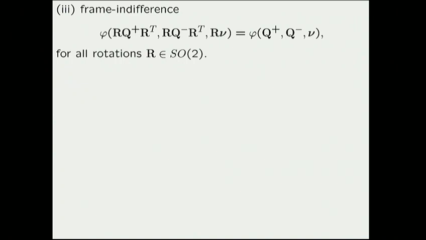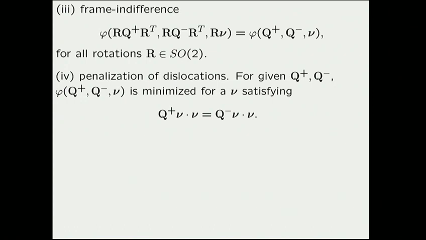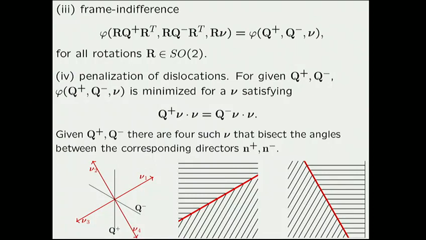Frame indifference, now it's for rotations in R2. And now, more interesting, penalization of dislocations. So we're going to suppose that for a given Q plus and Q minus, this is minimized for a nu satisfying this condition. Given Q plus and Q minus, there are four such nu that bisect the angles between the corresponding directors: Q plus is associated with a director n plus and Q minus with a director n minus. Now, if you have two lots of layers, say horizontal here and in this direction here, in general they won't match up very well, right? But this condition is to allow you to have no dislocations in some sense, so they match up perfectly. So that's the idea.